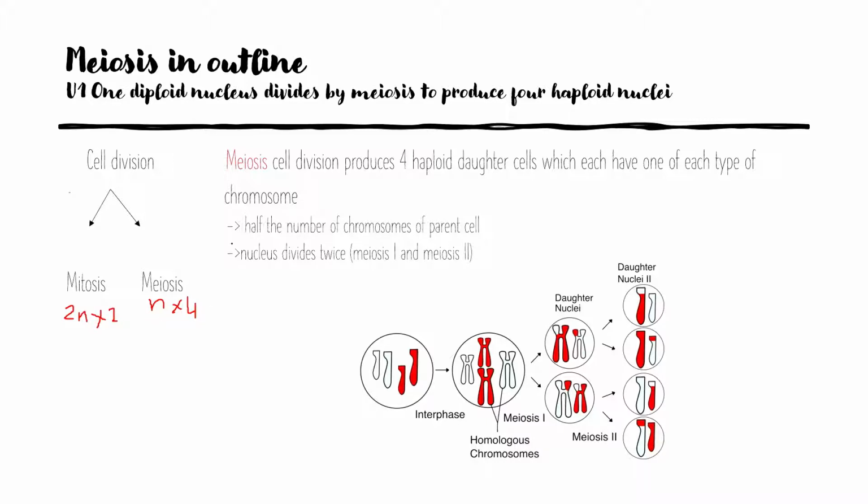So meiosis cell division produces 4 haploid daughter cells, which each have 1 of each type of chromosome. So they have half the number of chromosomes of the parent cell. So let's say that the parent cell has 46 chromosomes. Well, when we do meiosis cell division, the end product is going to be 4 haploid daughter cells, and they're each going to have half of the original. So each is going to have 23 chromosomes.